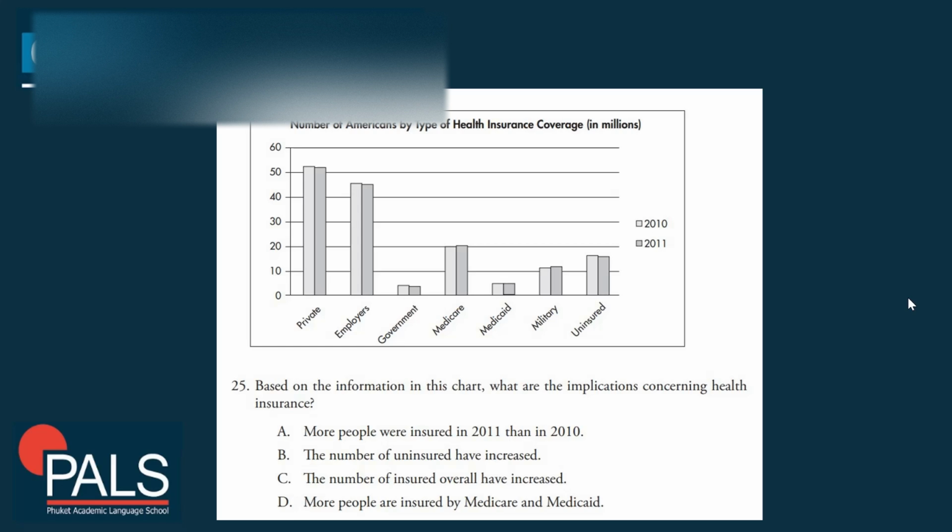25 asks us, based on the information in this chart, what are the implications concerning health insurance? You have to infer the meaning, and the differences between the 2 years are very slight. This is quite a challenging question. Go ahead and read through and decide if you think A, B, C, or D are correct. Pause the video.